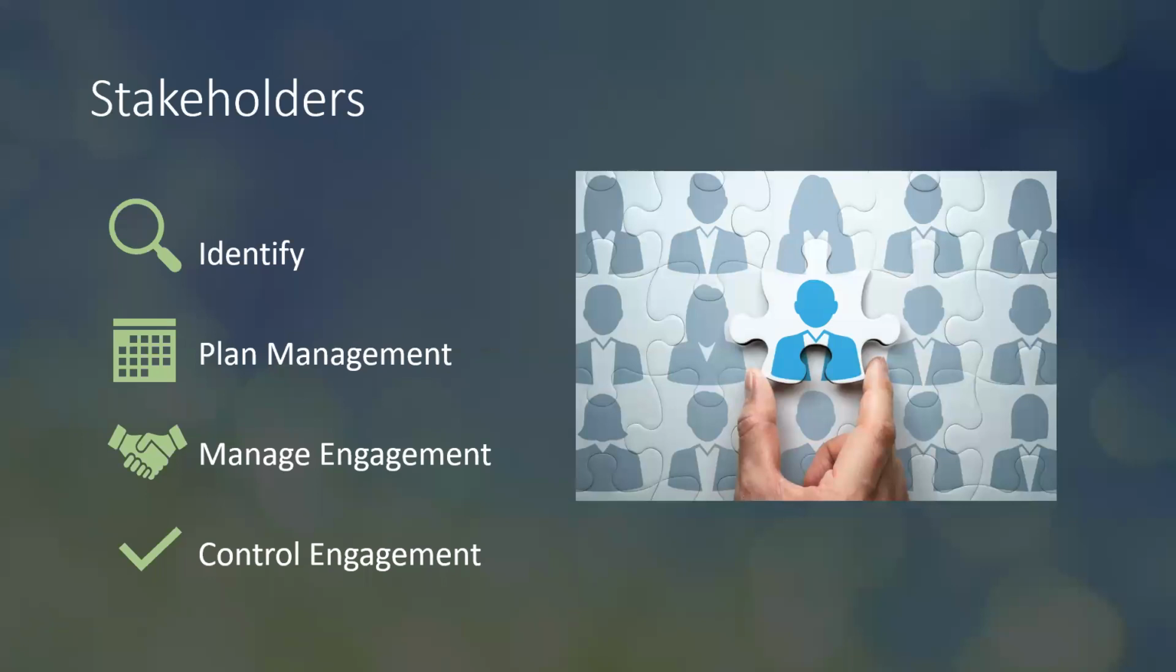According to the Project Management Institute, stakeholder engagement is one of the most valuable aspects of the project management process. And I just want to pose a question: why do you think that is? Why do you think that's one of the most valuable aspects, being able to successfully manage stakeholder engagement?